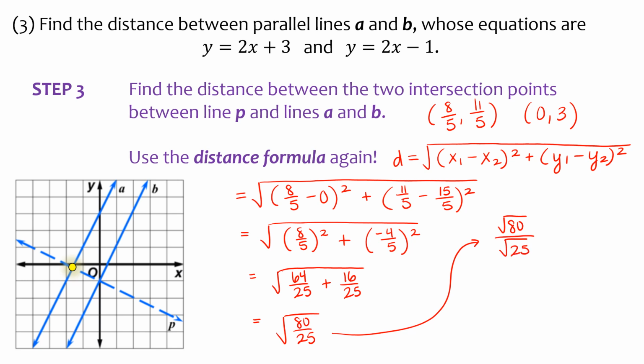So that denominator simplifies nicely to just 5. And our numerator, we can break that apart. The square root of 80 can be broken into the square root of 16 times the square root of 5. So this will simplify to 4 times the square root of 5, over 5. And that represents ultimately the distance between our parallel lines A and B.